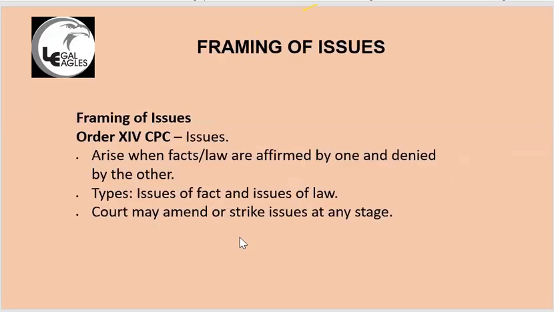Then the court will frame issues as per Order 14. So what is framing of issues? The court will frame issues which are disagreed by both parties. So I have raised 5 points in my plaint, and I agreed on 1 point and disagreed on 4 points. So the 4 points are the issues, the framing of issues. Issues will be framed on the 4 points that are disagreed by both parties. Okay. So it can be issues of fact and issues of law also.